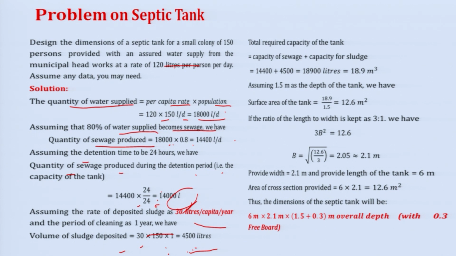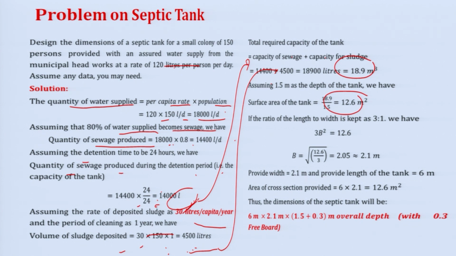So, the total required capacity per tank is capacity of sewage plus capacity of sludge. Capacity of sewage detention time के हिसाब से 14,400, और स्लज के लिए एक साल के हिसाब से 4,500. So, that works out to be 18.9 meter cube. Then let us assume that the depth of the tank is 1.5 meter. तो हमको वॉल्यूम मिल गया, then we assume depth, then the surface area is 18.9 divided by 1.5, which works out to be 12.6 meter square, right.